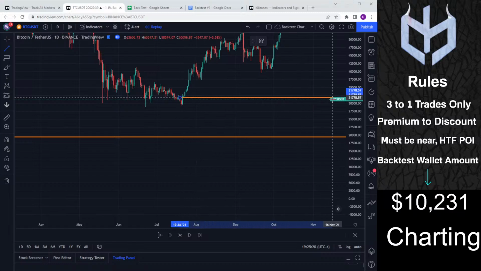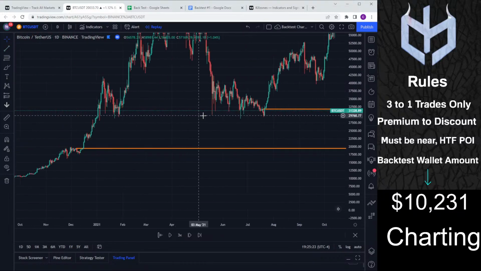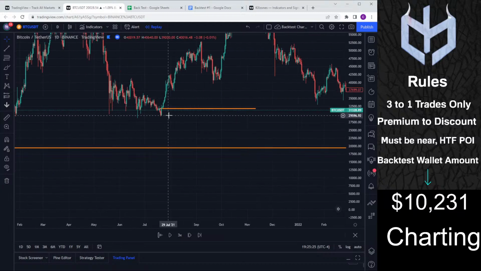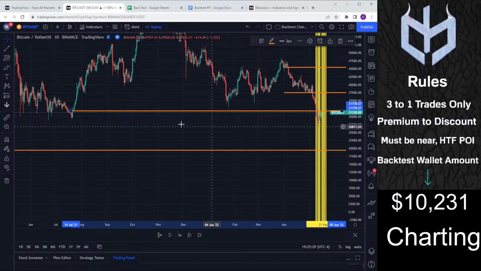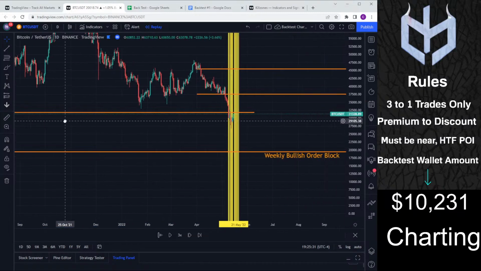Let's go ahead and mark out this area, since this looks interesting. This looks like we could get a potential bounce up at the start of the week, because right there's going to be a bullish order block.